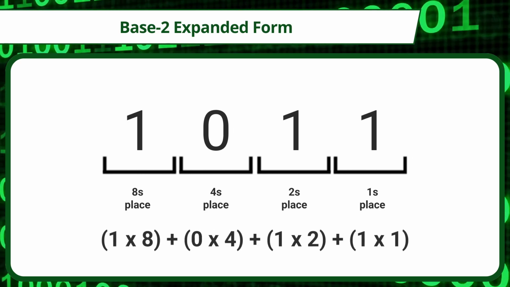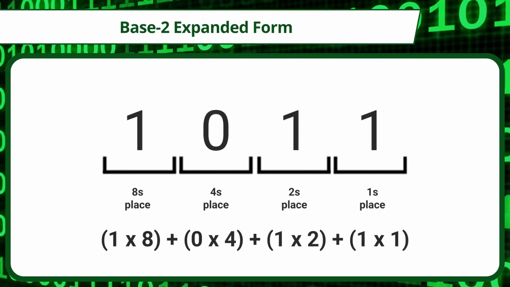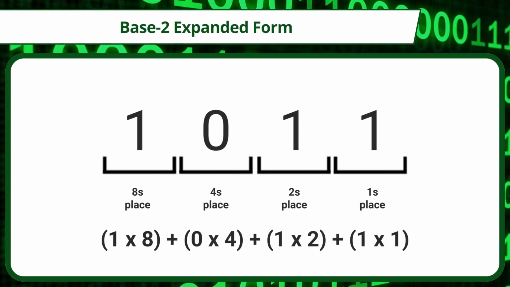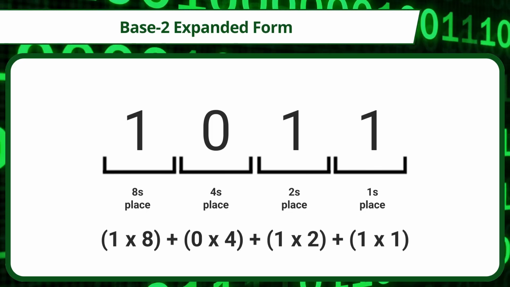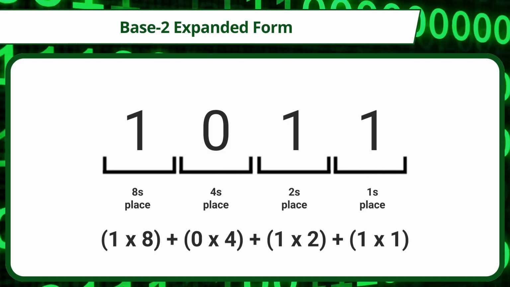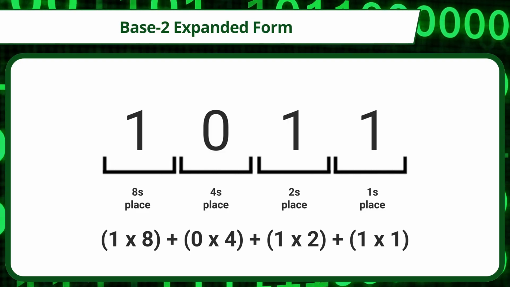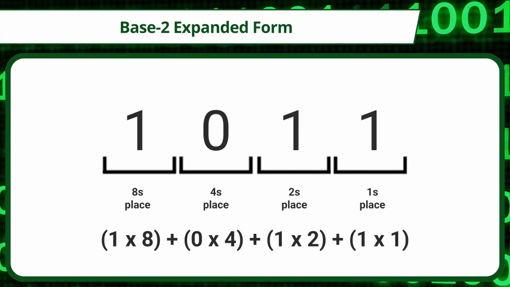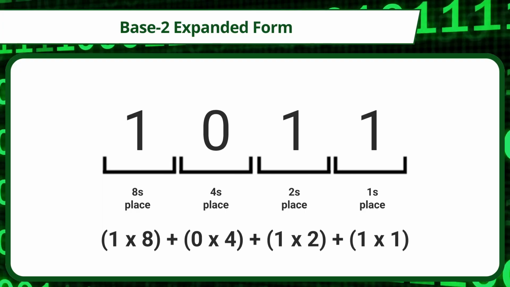We could also write this as 1 times 8 plus 0 times 4 plus 1 times 2 plus 1 times 1. No matter which way you choose to apply expanded form to this binary number, 11 will always be its decimal equivalent. One thing that's especially neat about binary is how direct the process is. In a way, it is even easier than decimal.